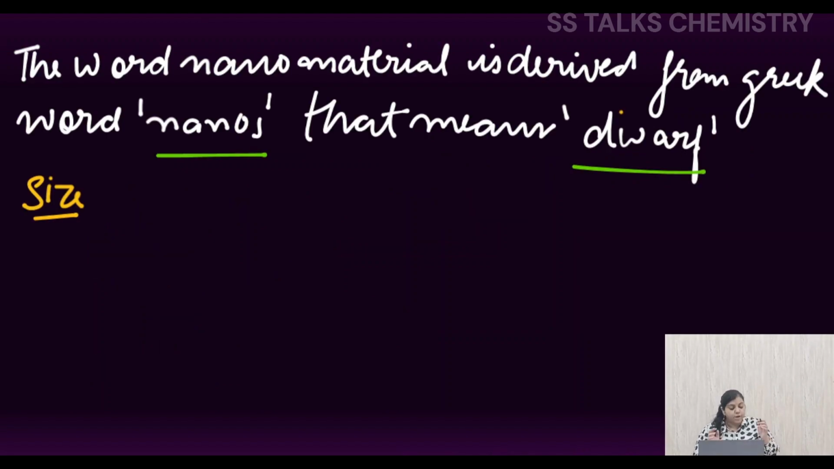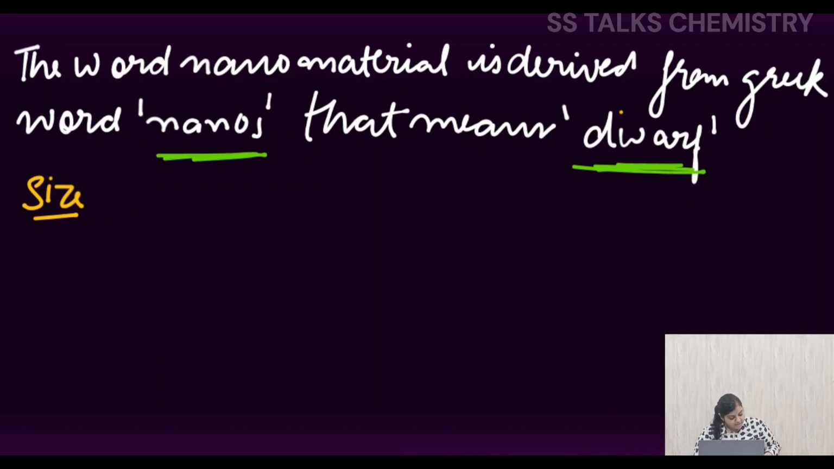The word nanomaterials is derived from a Greek word, nanos, and nanos means dwarf in nature. Dwarf refers to something that is small in size. But how small is not mentioned, because when we categorize something in a particular dimension, then we can say that these molecules or particles fall in the category of nanoparticles, right?